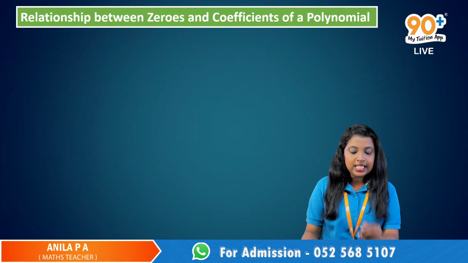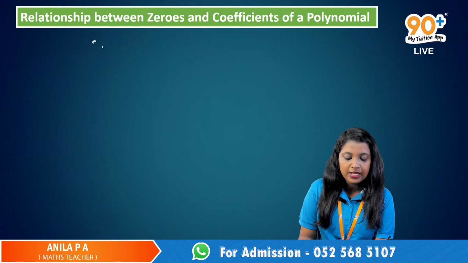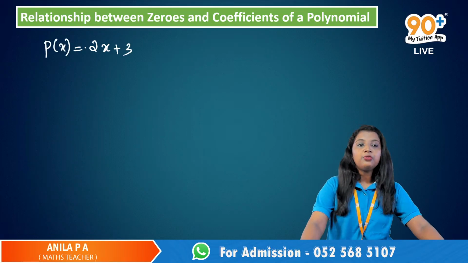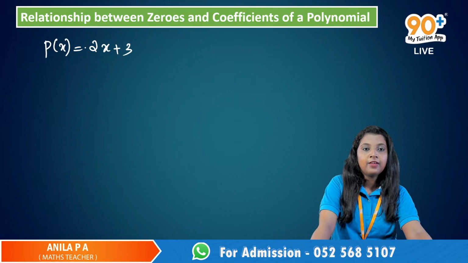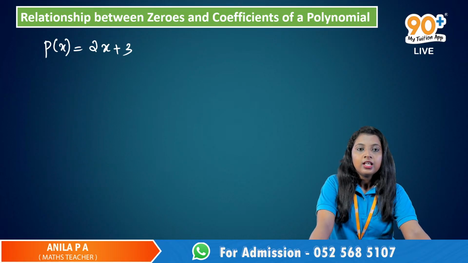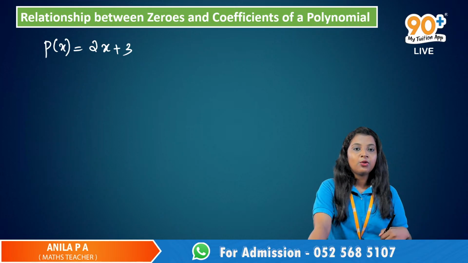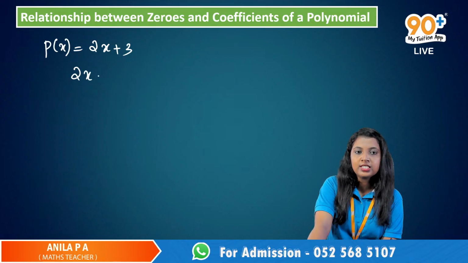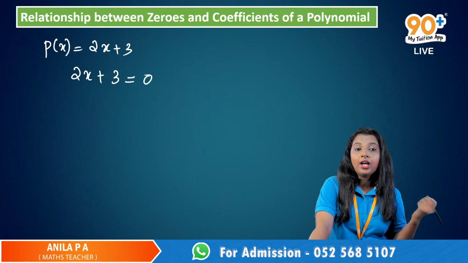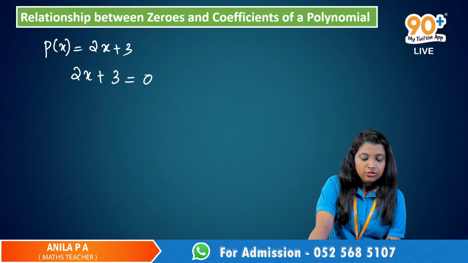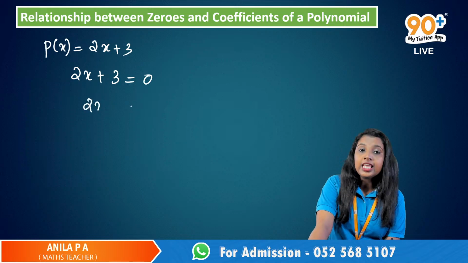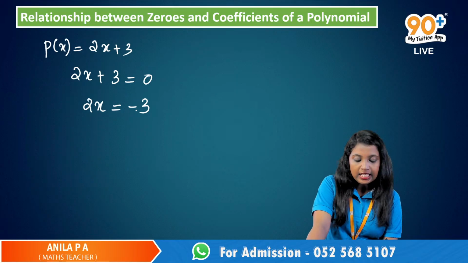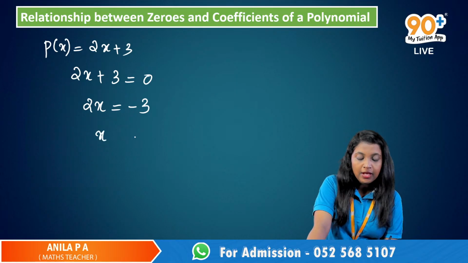So let's consider the linear polynomial 2x plus 3. Our polynomial p of x is equal to 2x plus 3. Can you find the zero of this polynomial? Whenever we have to find the zero of a linear polynomial, we just equate that polynomial to 0, and our aim is to find the value of x. For that we transpose this 3 to the other side. It becomes negative 3. Now x will be equal to negative 3 by 2.